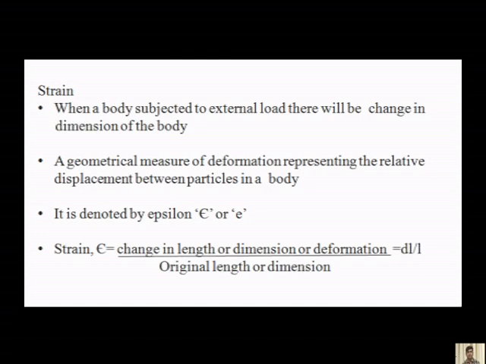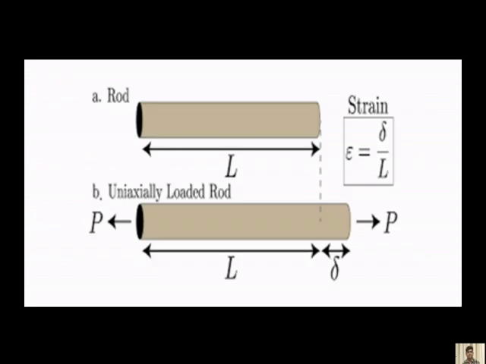For each and everything we have a denomination. So again repeating, strain is the change in length or dimension or deformation divided by the original length or dimension. Change in length we represent by dL, and the original length is L. Here the original length of the rod is L, and it is subjected to a load, a uniaxially loaded rod. See the forces are equal and opposite, moving outside, and we can call it a tensile force, which is moving away.